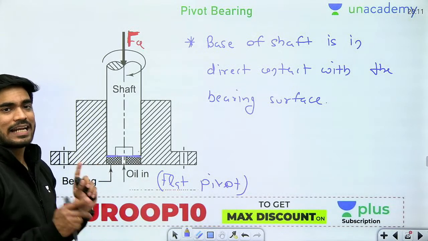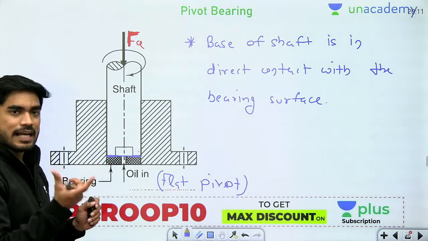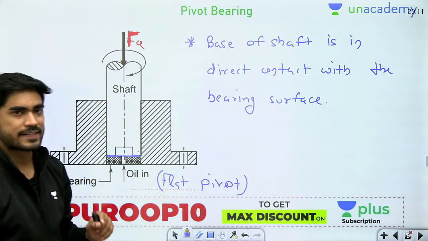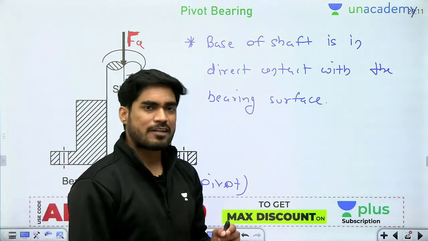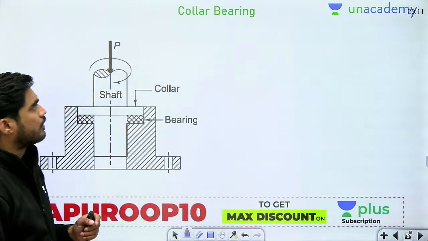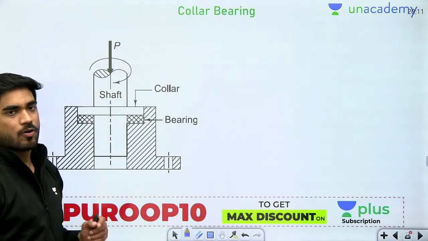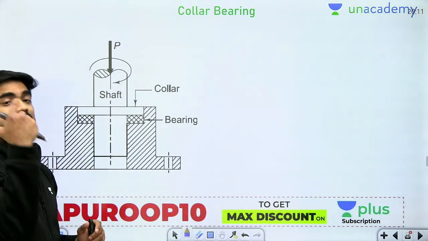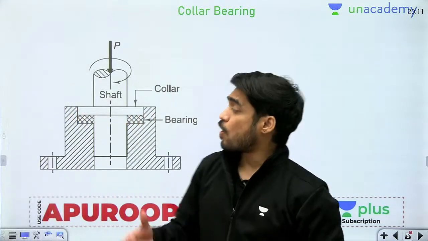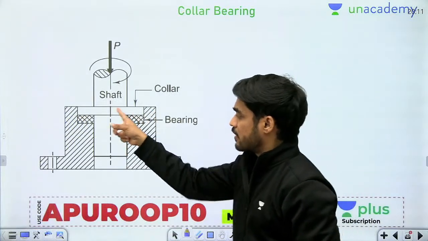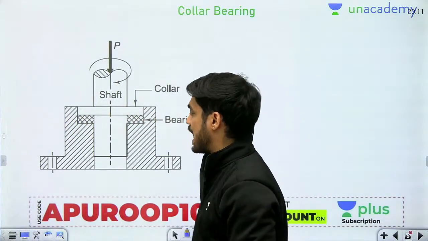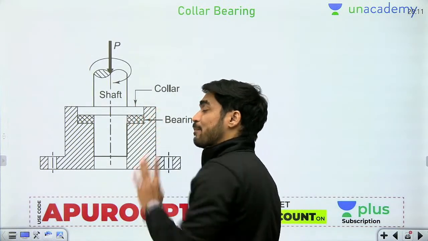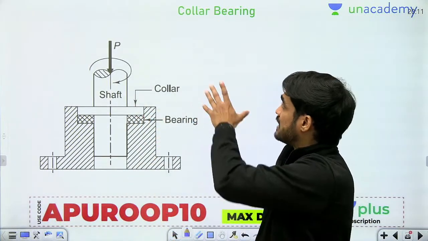Both are in direct contact. In both cases, the end is in direct contact with the bearing surface. So that's why they are known as pivot bearing. But beta, if the shaft is not in direct contact with the bearing, if there is a collar on the shaft which is in contact with the bearing, the collar is attached to the shaft, and the shaft is not supported, the collar is supported, then it is known as collar bearing.